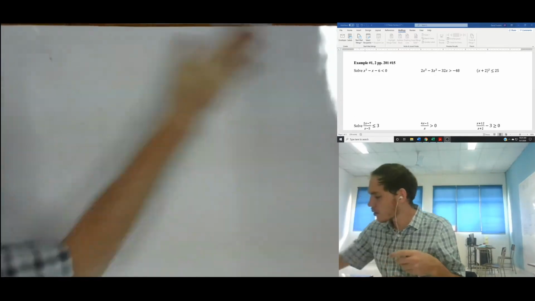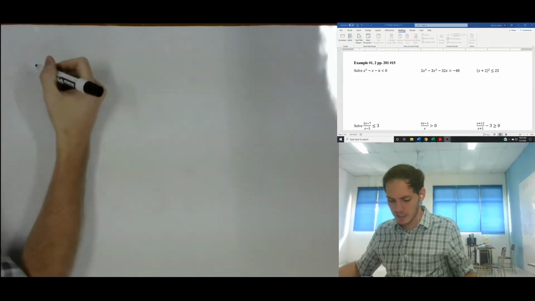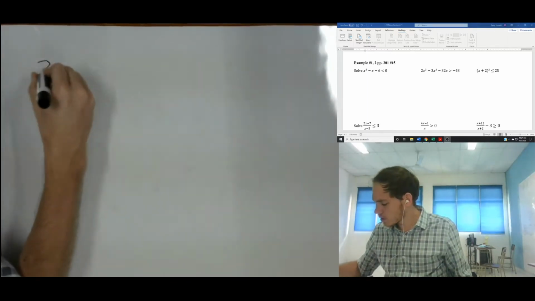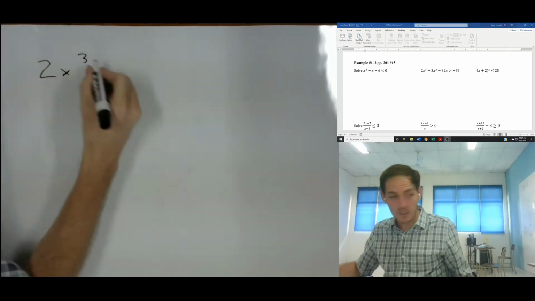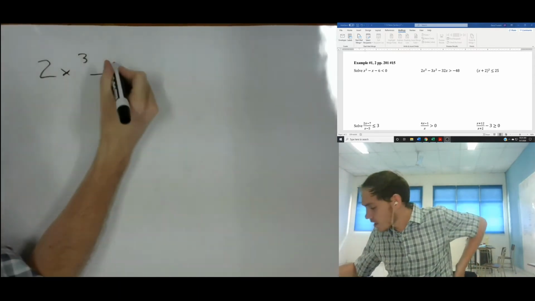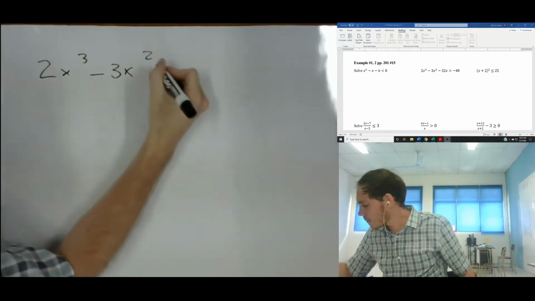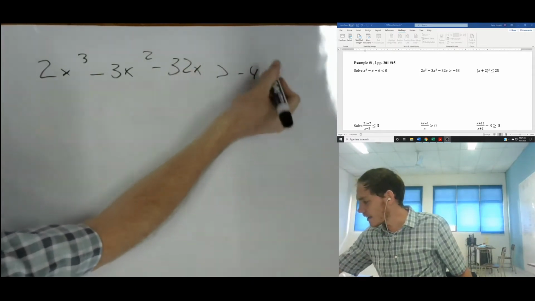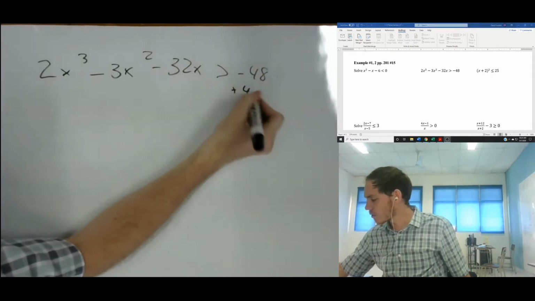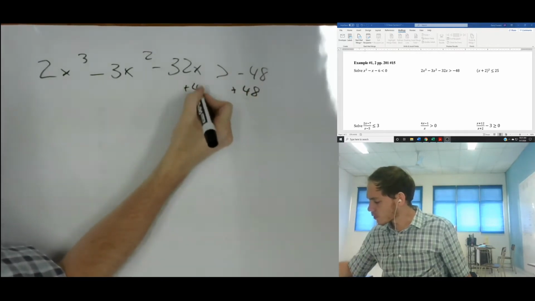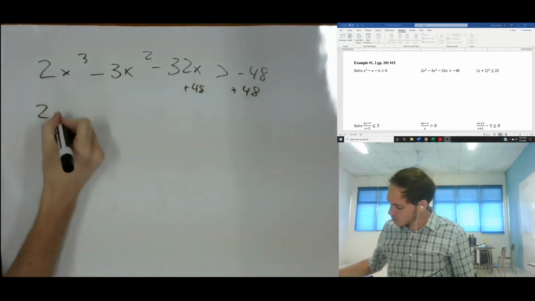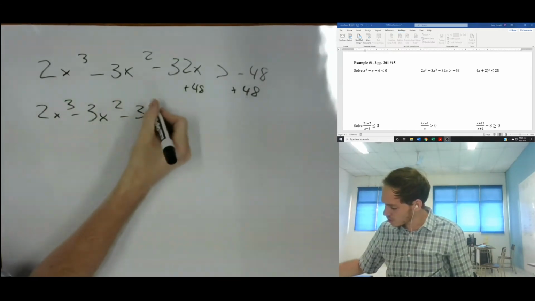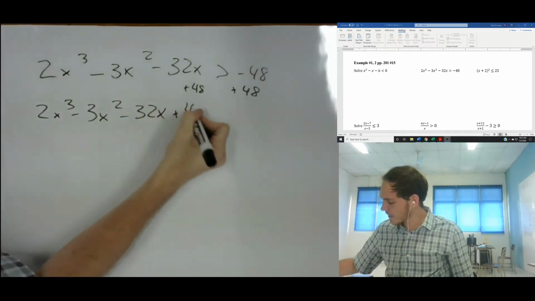Let's do one more practice problem. We're going to do it in class too. So 2x cubed minus 3x squared minus 32x is greater than negative 48. Now I'm just going to move everything over, so we have plus 48 over here: 2x cubed minus 3x squared minus 32x plus 48.